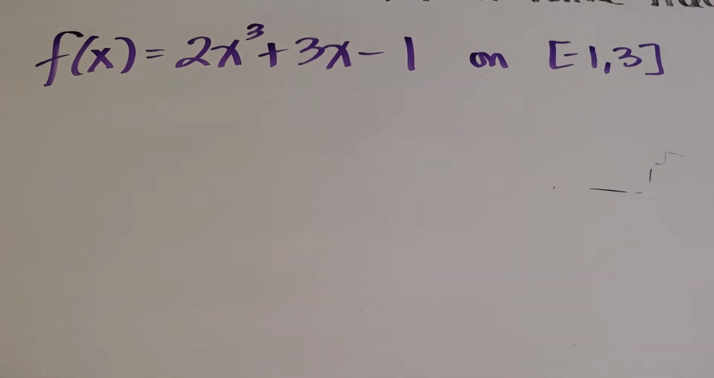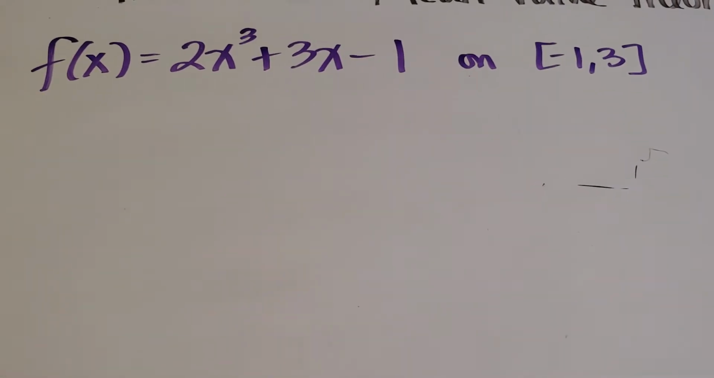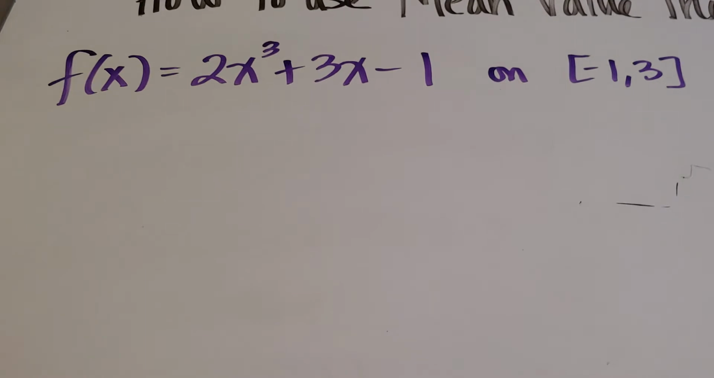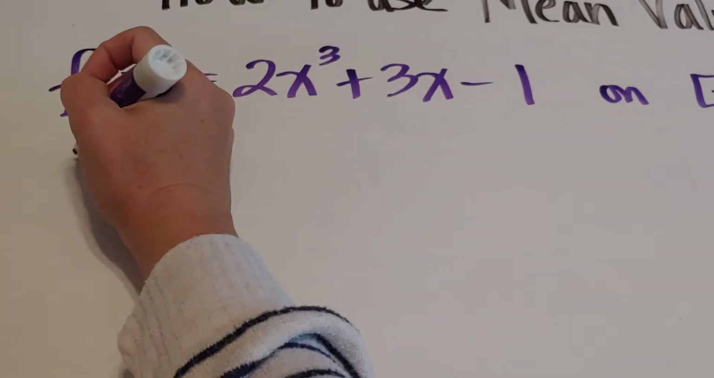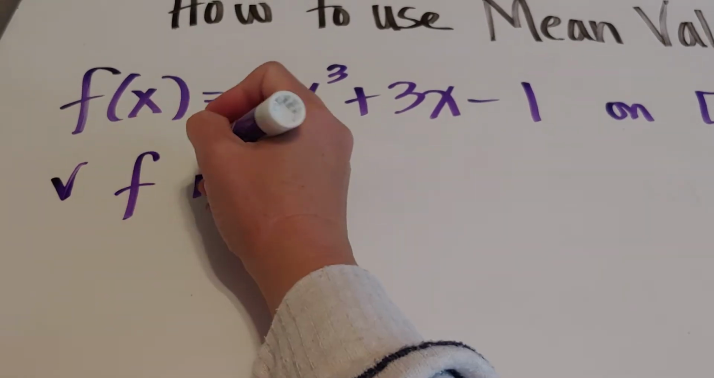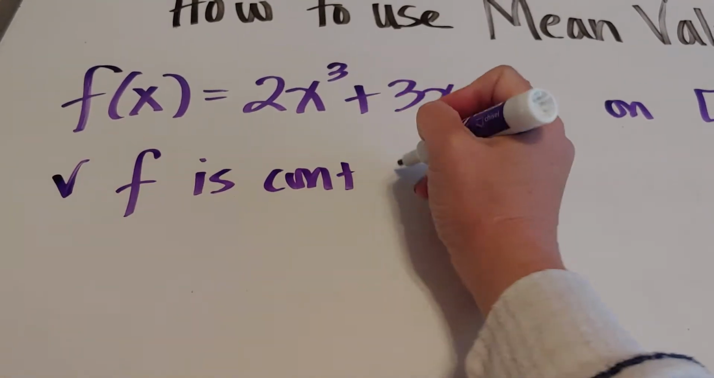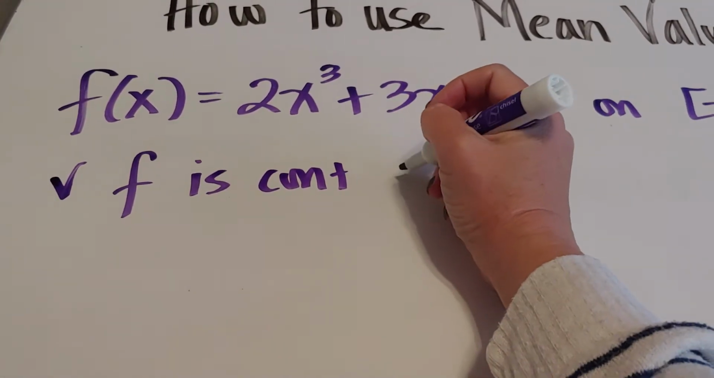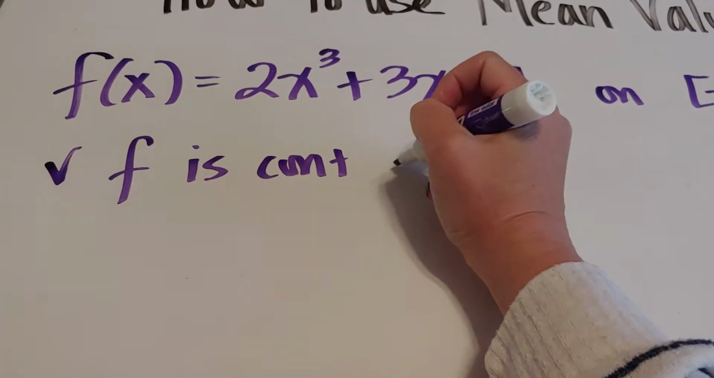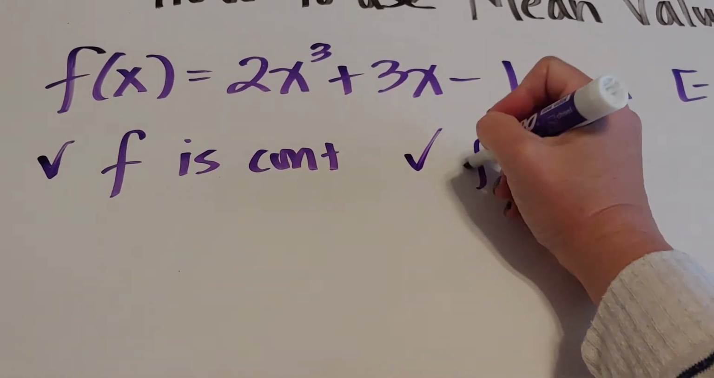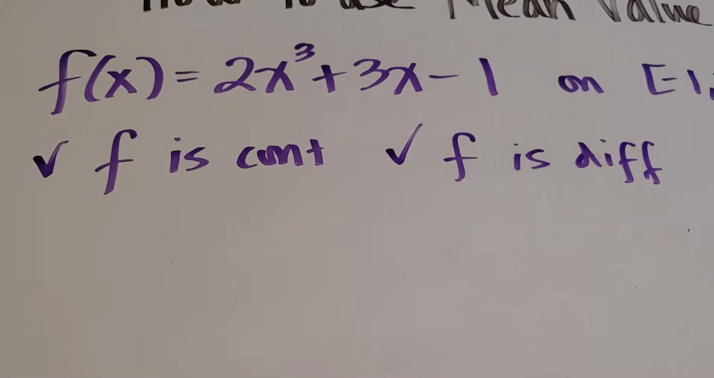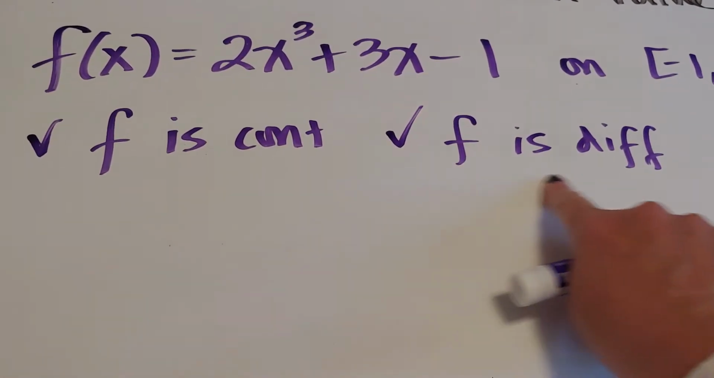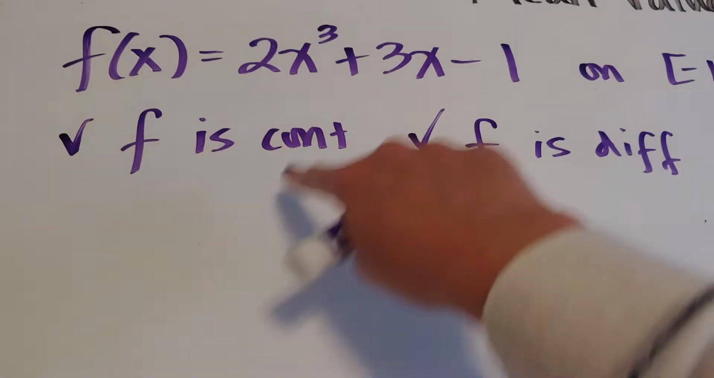Here's our mean value theorem example. I've got this polynomial on a closed interval. Before I can use the mean value theorem, I've got to make sure that f is continuous. So yes, f is continuous on our interval because it is a polynomial, and it's also differentiable. A polynomial is a nice smooth curve. It doesn't have any sharp pointy parts, any gaps, any problem spots. So it's good to go.